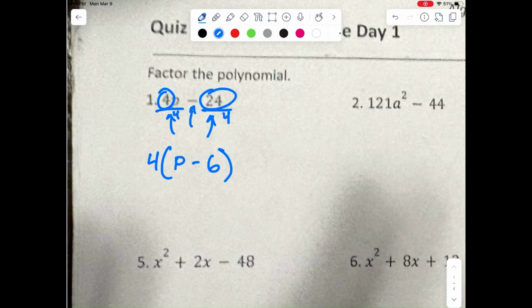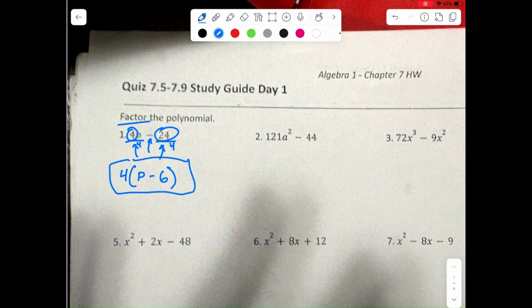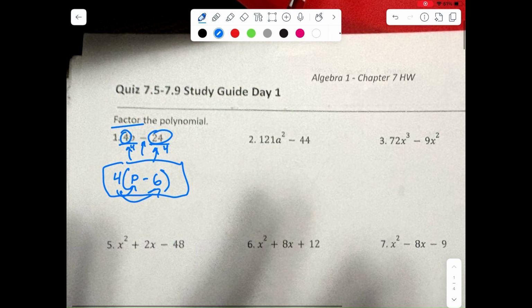So ultimately, your factored form, which is what it's asking you to do, is just 4 times p minus 6, right? So hopefully you can see how that's equivalent, because if I were to distribute this 4, it would give me the same thing I started with. So that one's kind of simple. It ramps up a little bit, but it's not so bad.